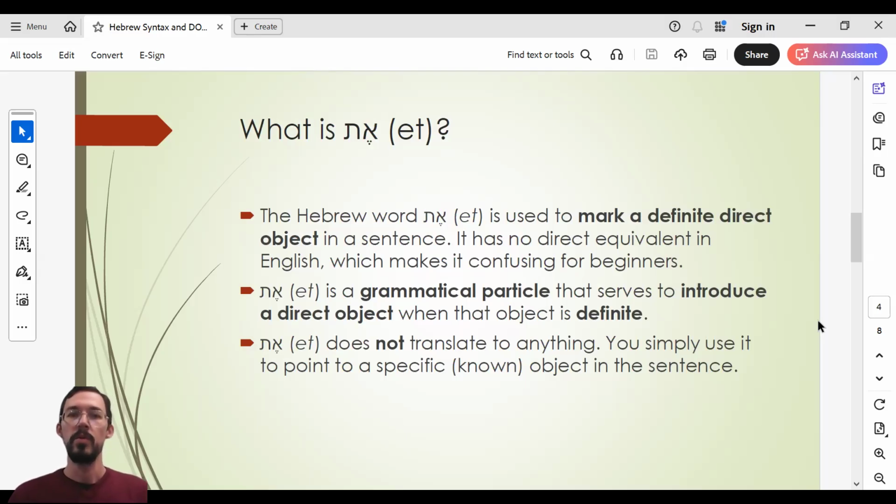Now when we get to the et, which is called the definite object marker, what it basically does is what its name implies. It just marks a direct object. Whenever there's a direct object within the sentence, it points to it and says this is a direct object. So it's a grammatical particle, supposed to introduce a direct object, right? Whatever object is definite, that would use it to mark it.